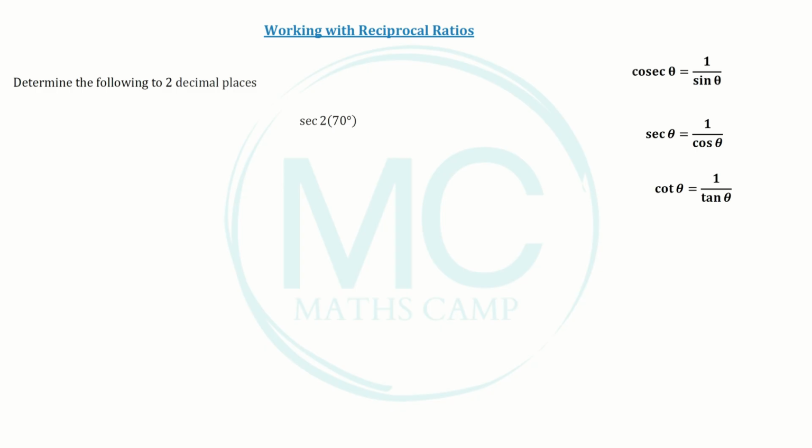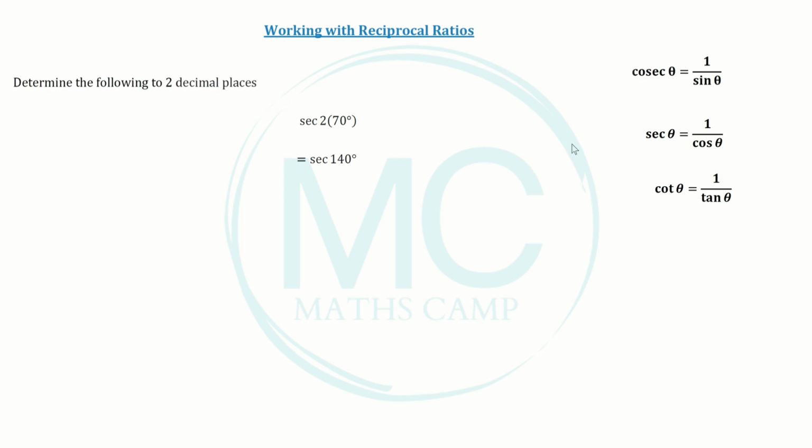And we have sec 2 times 70 degrees. Sec is our trigonometric ratio, and 2 multiplied by 70 degrees is our angle. So the first thing we need to do is to simplify our angle. 2 multiplied by 70 gives us 140. So we get sec 140 degrees.